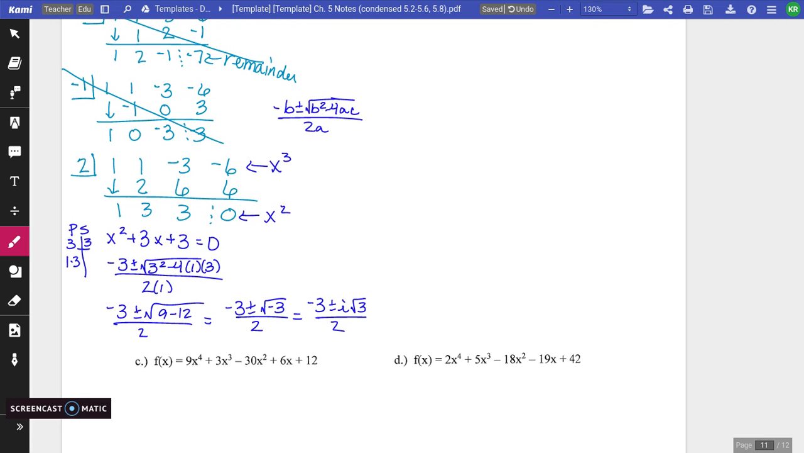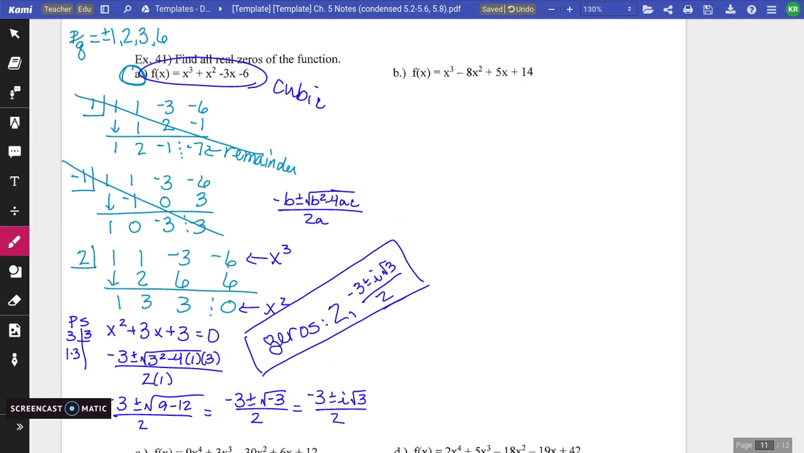All right, so our zeros. What are our zeros? Okay, our zeros are 2, that's the one we found from our P's and Q's list. And then our other two zeros are negative 3 plus or minus i root 3 over 2. Okay, these are all of your zeros, all of them.